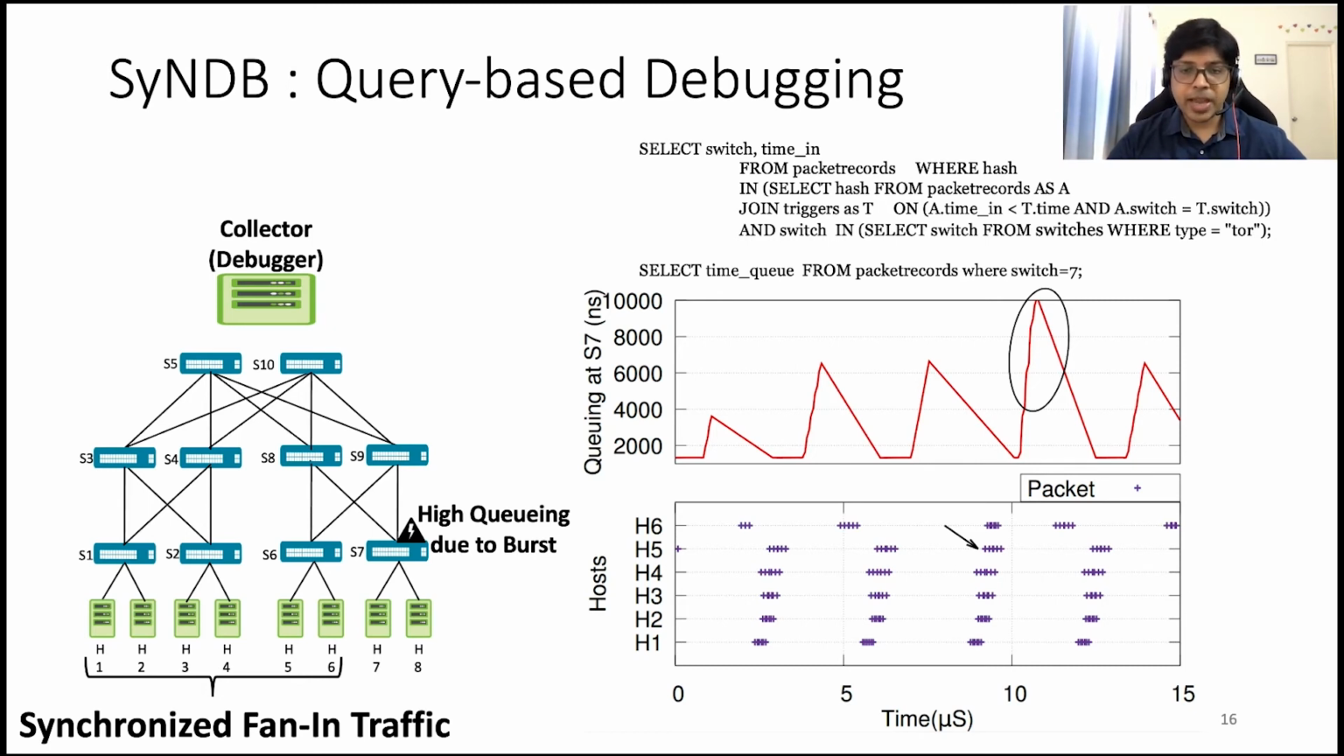When we correlate the packet arrivals from different hosts before the burst occurred, we see that the packets that make up the burst are transmitted by hosts H1 to H6 at about the same time in a synchronized fashion. This way, the root cause of this incast from H1 to H6 can be determined and appropriate measures can be taken.